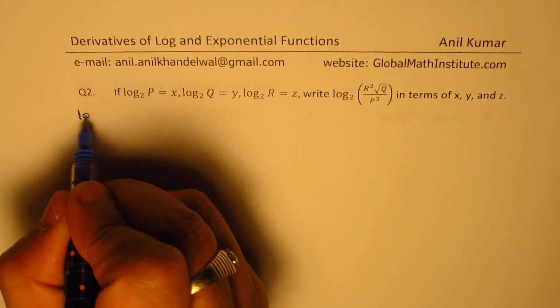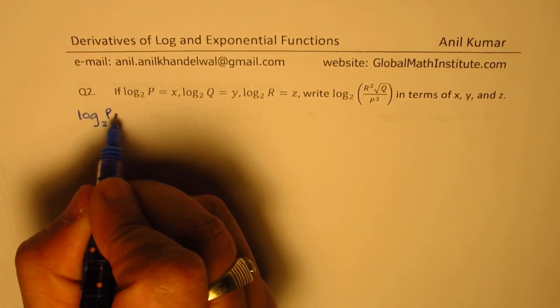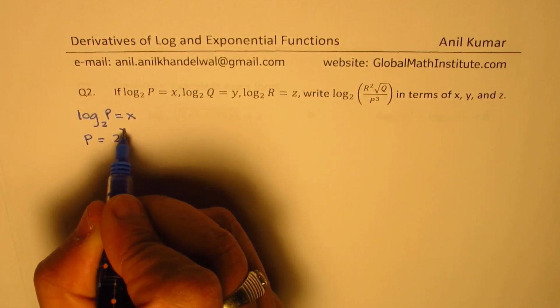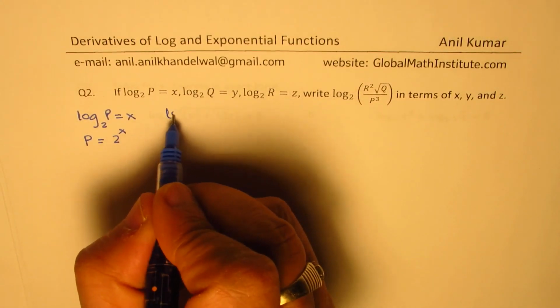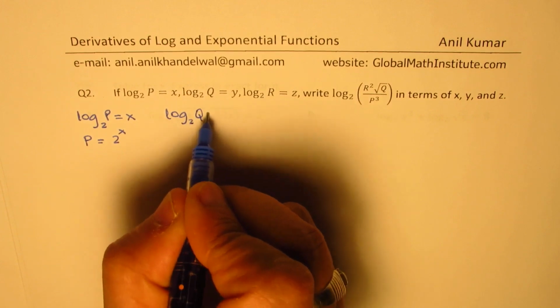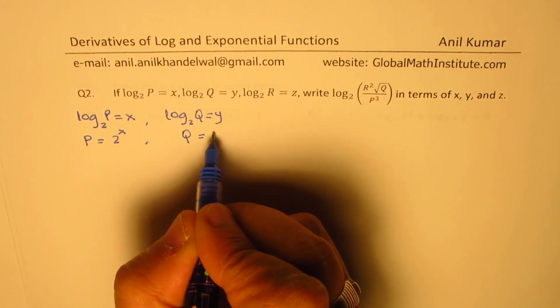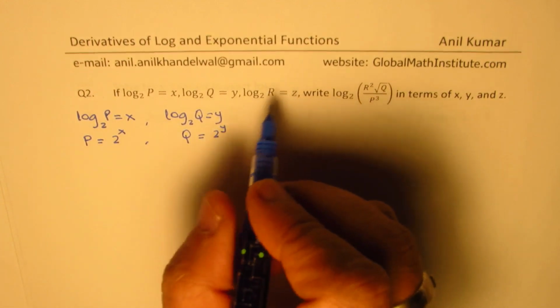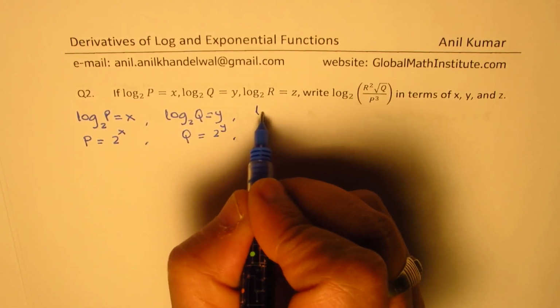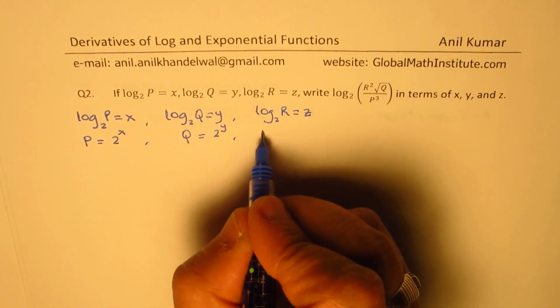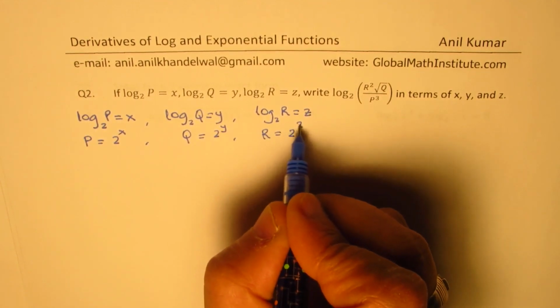Since we know that log to the base 2 of p equals x, p is equal to 2 to the power of x. And then we know that log to the base 2 of q is equal to y, so we can write q is 2 to the power of y. And we also know that log to the base 2 of r is z, so r is equal to 2 to the power of z.